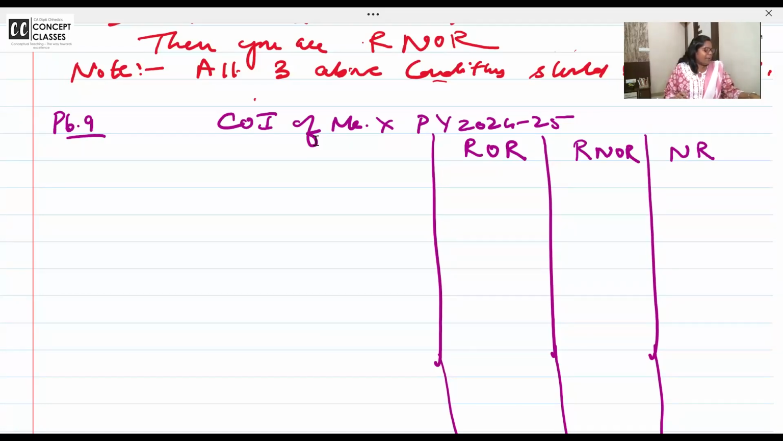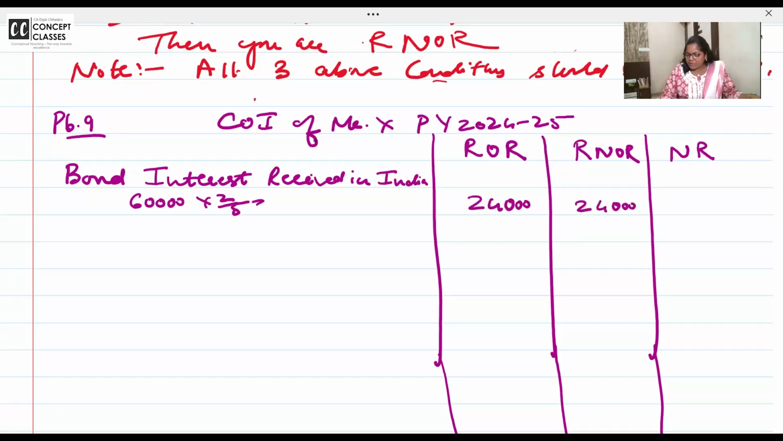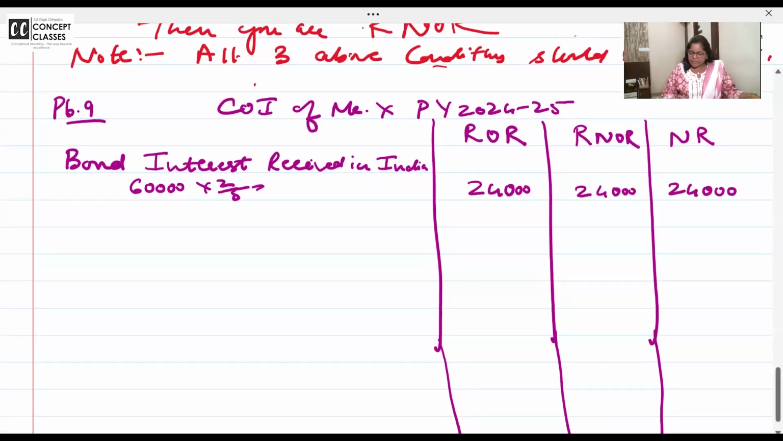Interest on German development bonds, 2/5 received in India. Bond interest received in India. 60,000 into 2/5, how much does it come to? 24,000. 24,000 is taxable for all. Next.